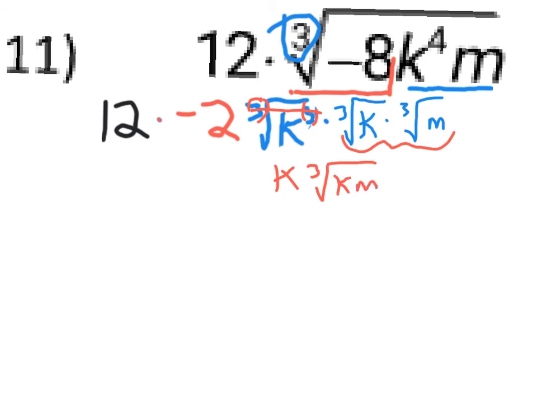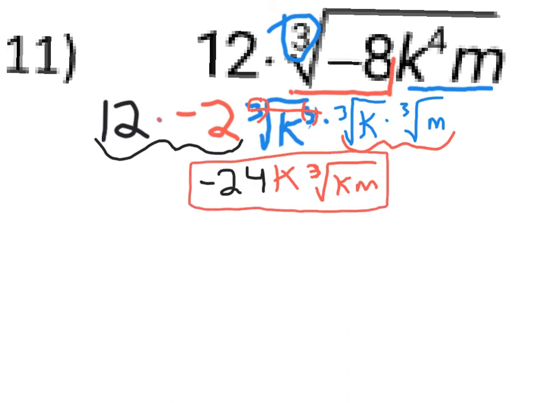And then we haven't dealt with our numbers yet. You multiply them together because they're both non-radicals. So this is a -24. So your final answer is -24k cube root km. And be careful, this is really sloppy because it's hard to write on this, but this 3, make sure it's really close to your radical so it doesn't look like -24k to the third square root km. It's -24k cube root of km.